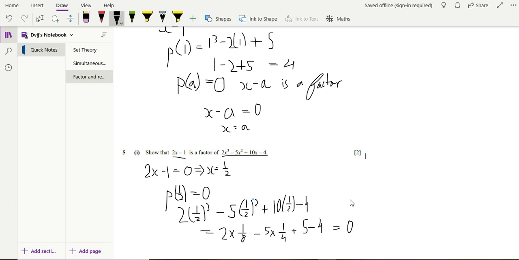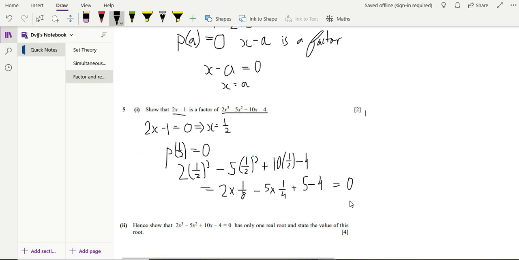2 times 1 over 8 is 1/4 minus 5/4 plus 5 minus 4, and that's of course 0. And so that's it. We've shown that 2x minus 1 is a factor because p of half is equal to 0, and you can just have a conclusion: because p of half is 0, shown, factor, or something along those lines.